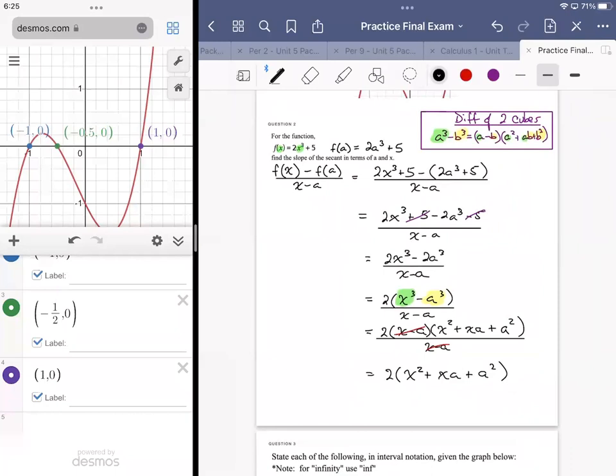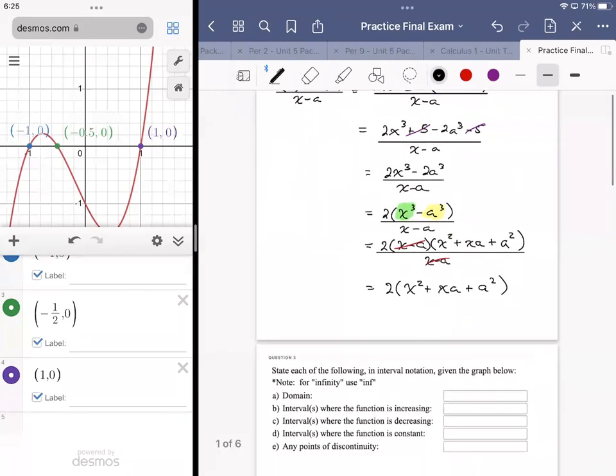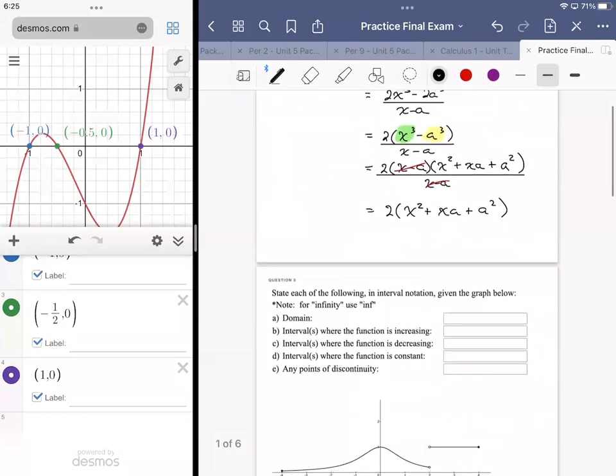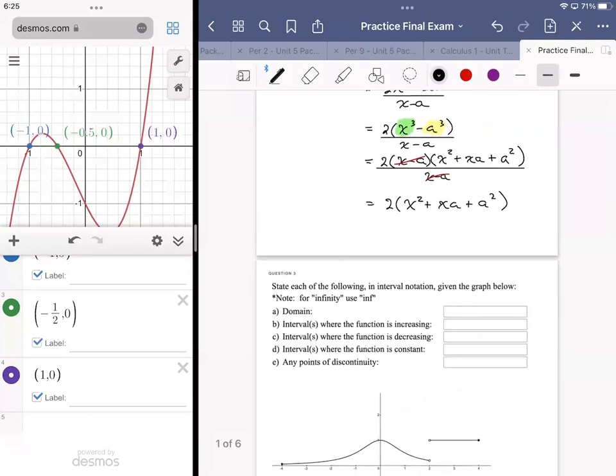Now, number 3 is just talking about notation dealing with increasing, decreasing, constant, and stuff like that at any points of discontinuity for a particular graph. So the domain is the start and the stop. Where does the graph start? It starts over here. Where does it stop? It stops over here in terms of x.